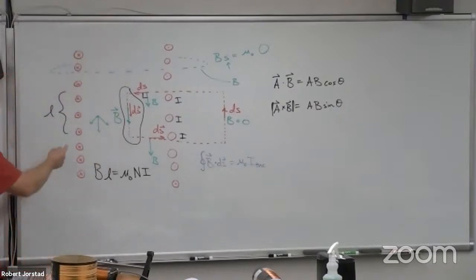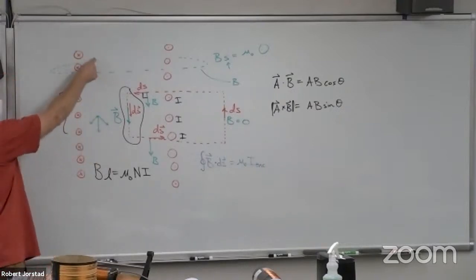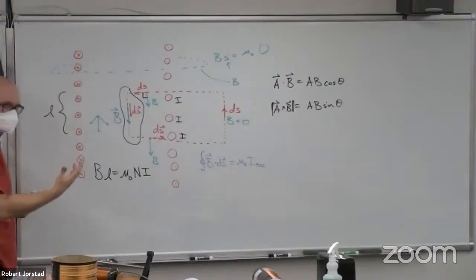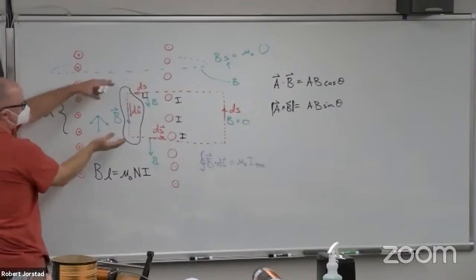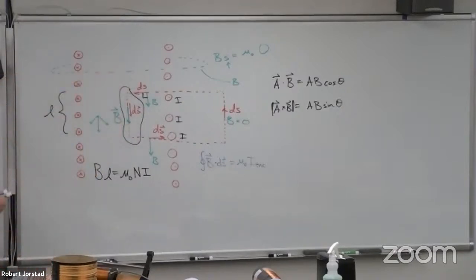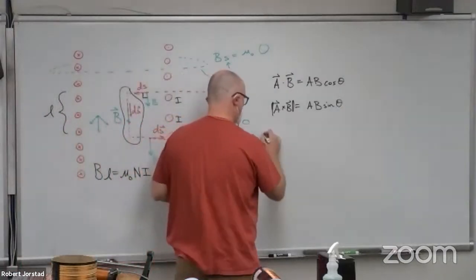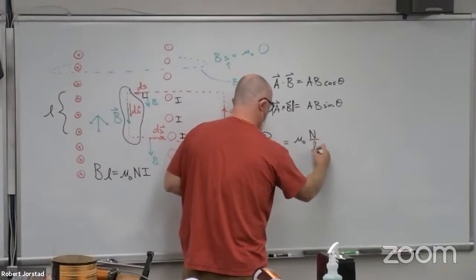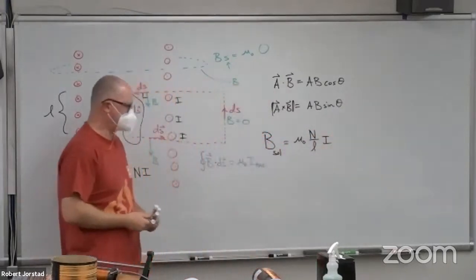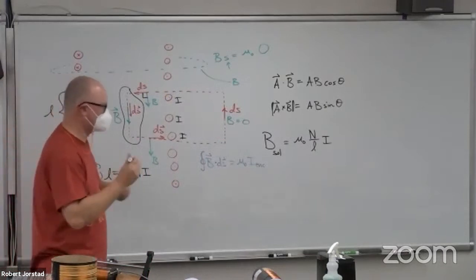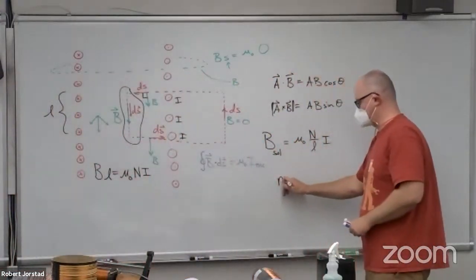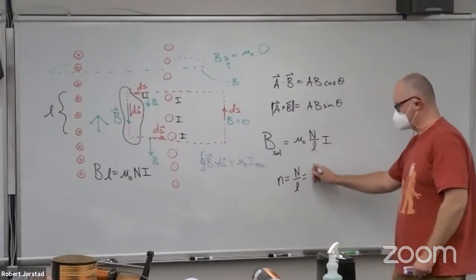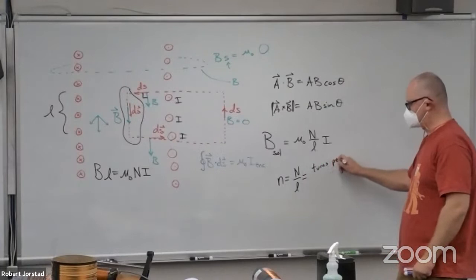This is only valid when this kind of symmetry rules, right? When you get close to the end, then you don't have points above to cancel out the ones below, and it doesn't quite work. So this is valid somewhere in the middle, right? But we see the B field of a solenoid is mu naught N over L times I. This thing here is sometimes given the symbol n, lowercase. It's called turns per unit length.